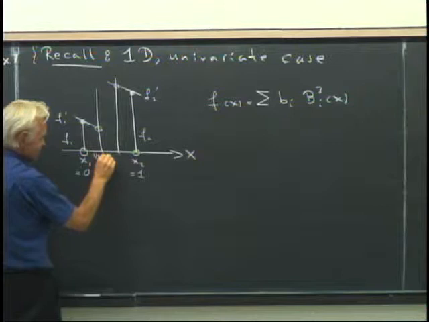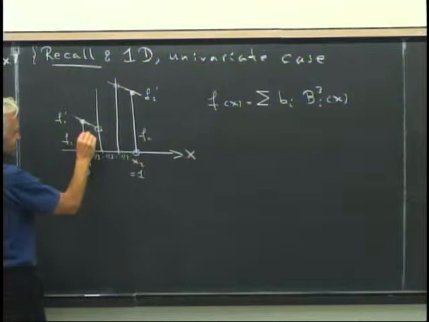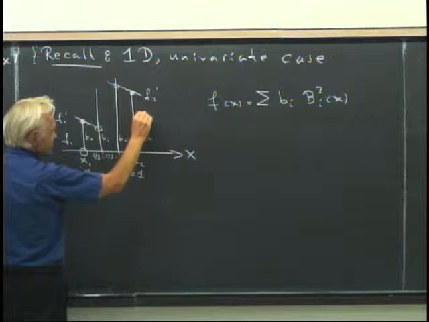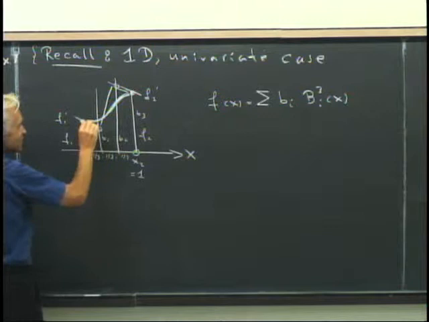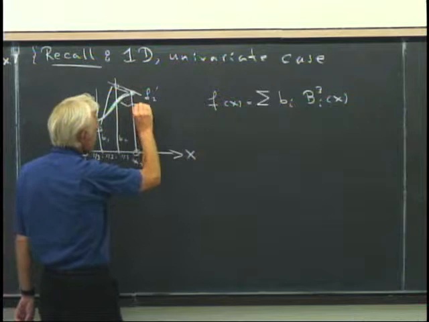Then this one is Bezier point B0, this one is Bezier point B1, this one is Bezier point B2, and this one is Bezier point B3. And the control polygon is this polygon. And so you get this cubic curve, interpolating those four pieces of information, four data. So this is the unique cubic.